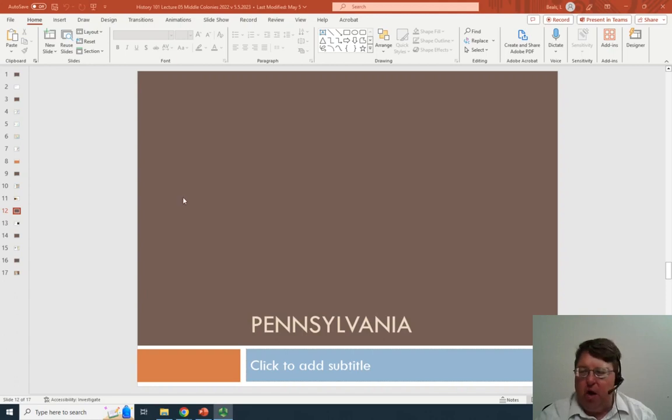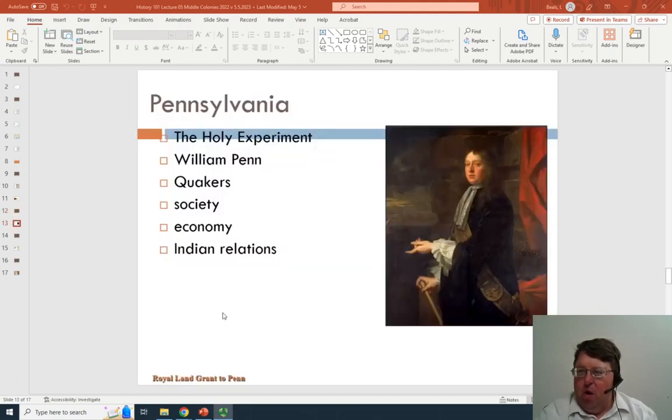Pennsylvania, the next colony we'll talk about. So Pennsylvania, we've got to talk about a new religious group. We've gone over Catholics, Protestants. We've gone over Lutherans, Reformed theology, Calvinists. We've talked about Anglicans. We've talked about Puritans, which turned into Congregationalists. We've got to talk about a new religious group in England called the Quakers. Quakers were also known as the Society of Friends.